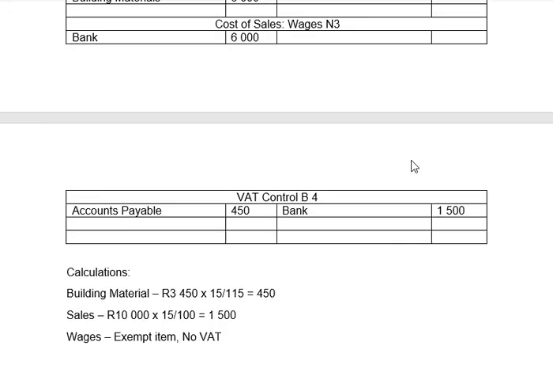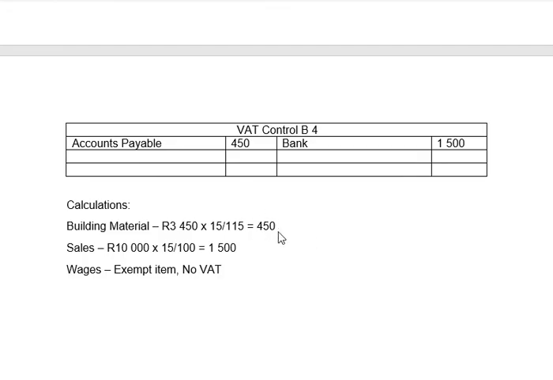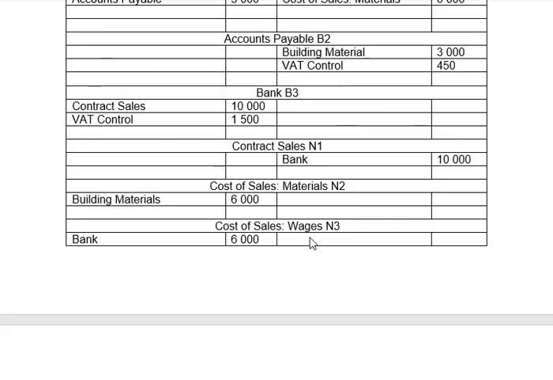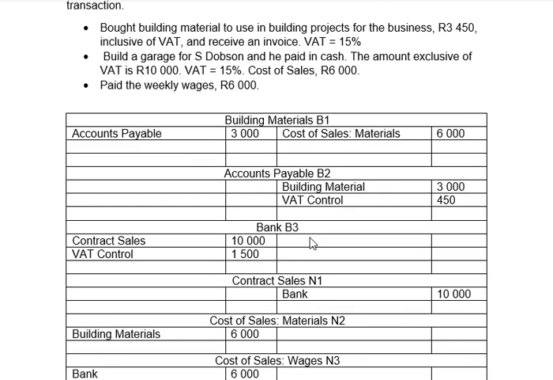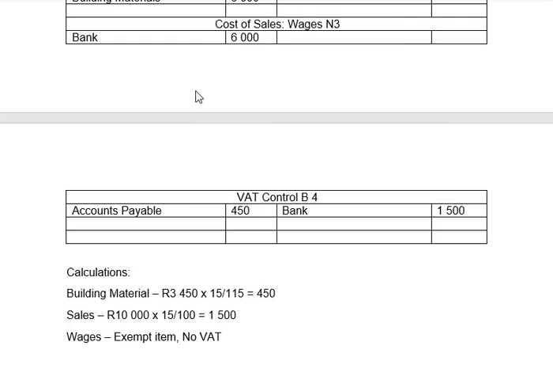We still need to enter the 450 for VAT. The 450 still needs to go to VAT. Now I'm going to ask you, the VAT control account, we just went through it. There was a debit side and a credit side, and an input side and an output side. Was this transaction that we just did, was this a purchase or was this a sale? We bought material, so therefore this was a purchase. So therefore this will be input VAT. What side of the VAT control account does input VAT go to? Input VAT goes to the debit side.